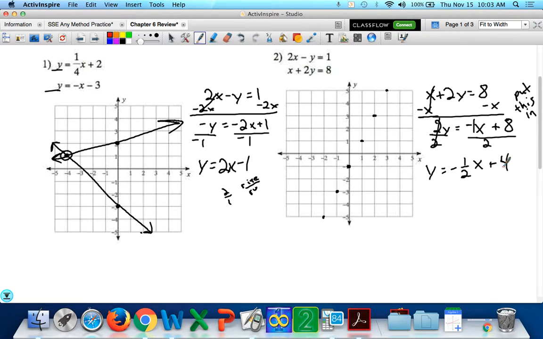This is going to start at 4 and rise. I'm going to make this a -1 over 2 first. So I'm going to go down 1 over 2. There's my intersection, down 1 over 2. I can go up 1 over 2 as well. So this is one of my lines. This is my other line. And I can see that they intersect at the point 2, 3. So my answer to this is 2, 3.